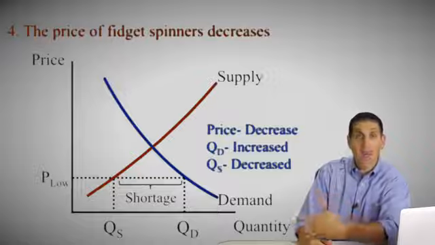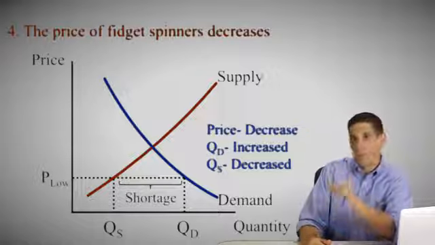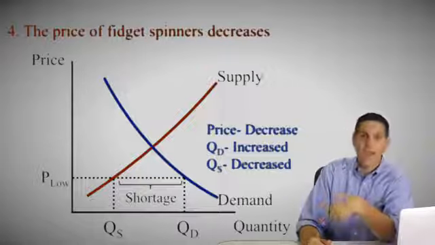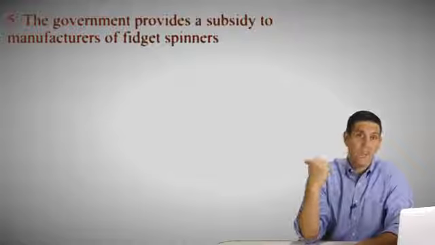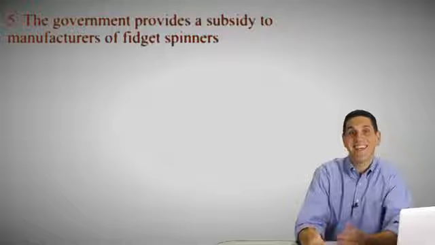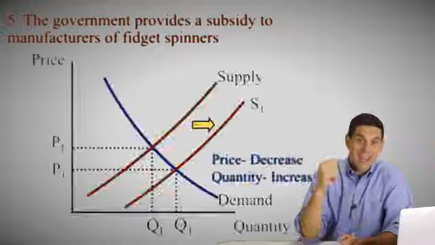So the quantity supplied is the new quantity, so we'd be at disequilibrium. Price went down, quantity went down. For number 5, the government provided a subsidy for these fidget spinners. I'm not sure why, but they did. And that means that it's going to increase the supply.